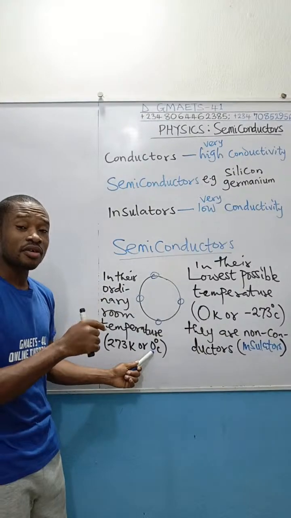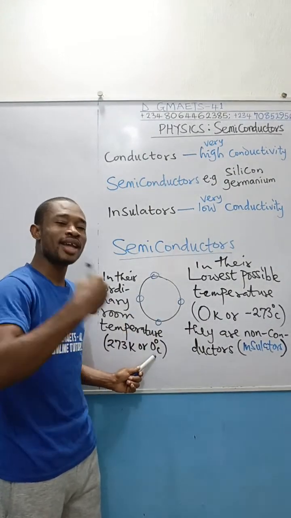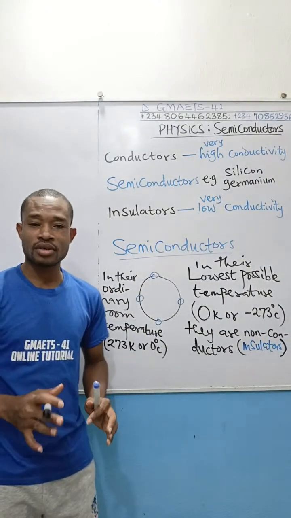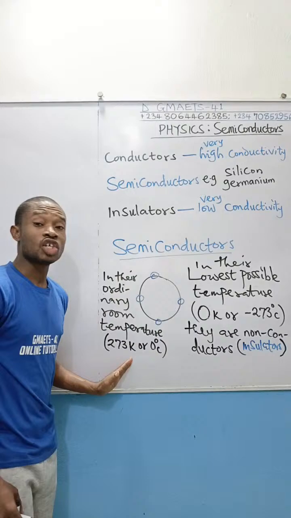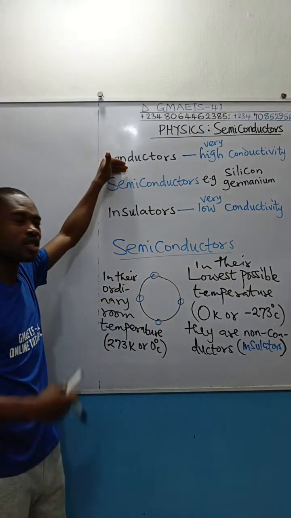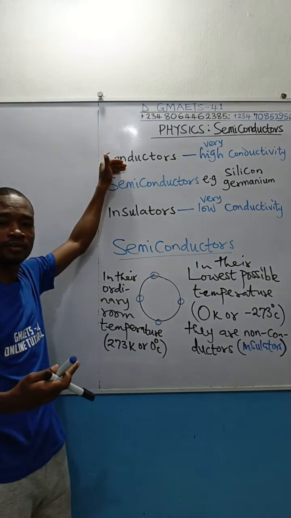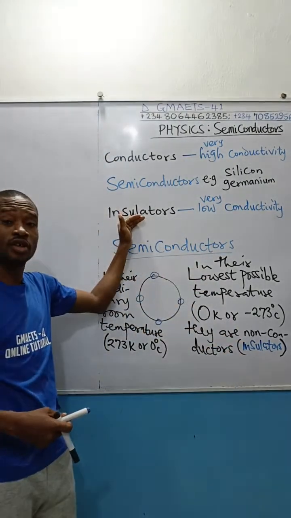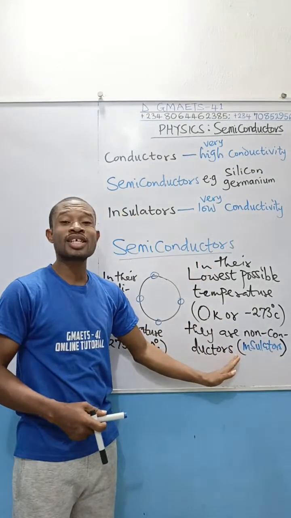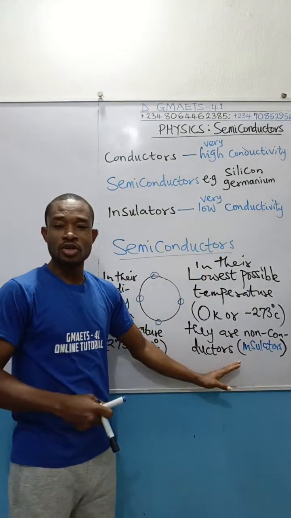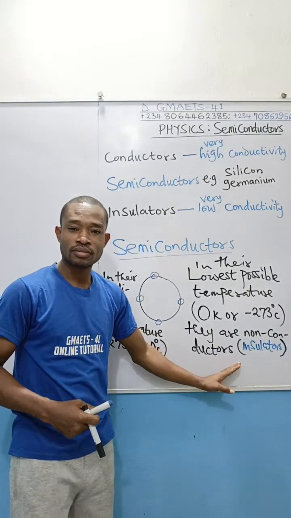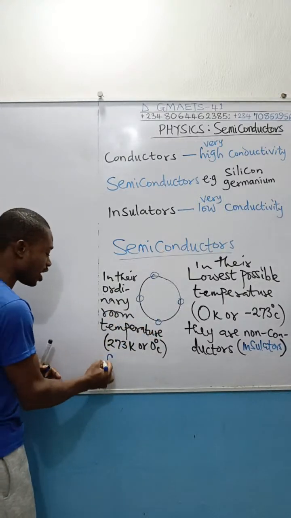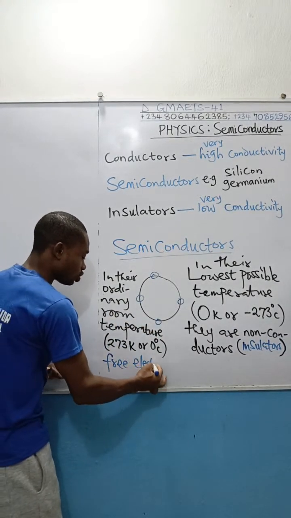Then in degrees centigrade, where it allows current to flow, where it becomes a conductor, the value is 0 degrees centigrade. Under this condition, semiconductors convert to conductors because they now have good conductivity value. Under the other condition, semiconductors convert to insulators. At this point, the electrons are held bound to the nucleus. They are not free to move. Under these conditions, the electrons are now free. So we have what we call free electrons here. Free what? Electrons.